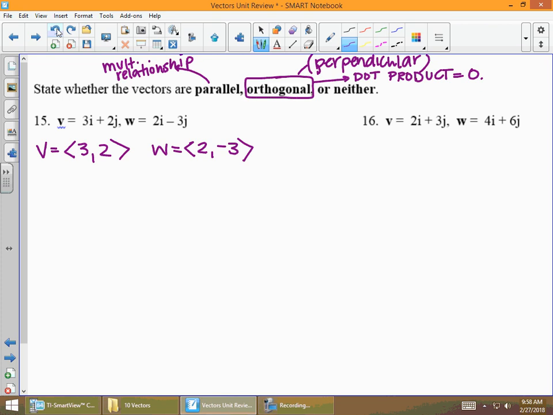So dot product: 3 times 2 plus 2 times negative 3. Multiply your like components. 6 plus negative 6 is absolutely going to give me 0. And if two vectors have a dot product of 0, that means that they are orthogonal.